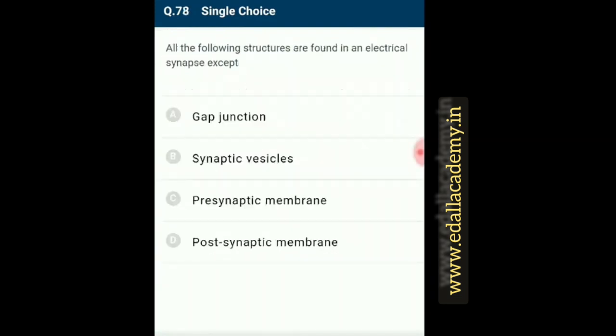All the following structures are found in electrical synapses except. Synaptic vesicles are part of chemical synapse in a neuron. Synaptic vesicles or neurotransmitter vesicles store various neurotransmitters that are released at the synapse. The release is regulated by voltage dependent calcium channel. Vesicles are essential for propagating nerve impulses between neurons and are constantly recreated by the cell. So the answer is option B, synaptic vesicles.